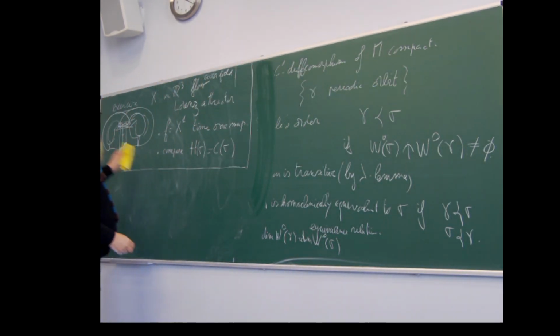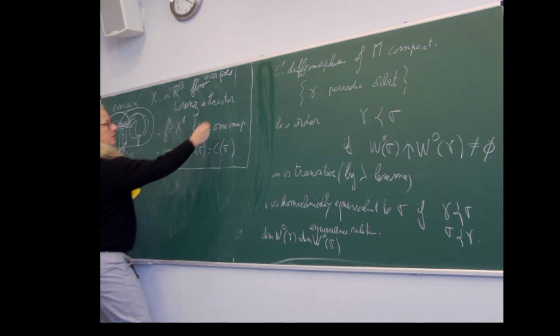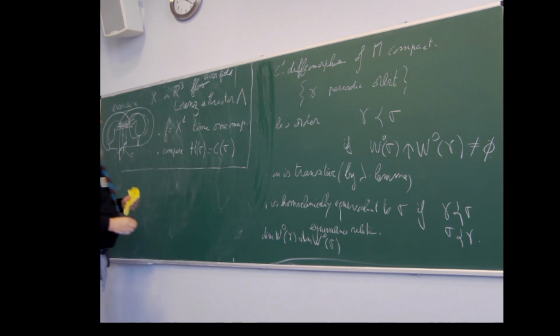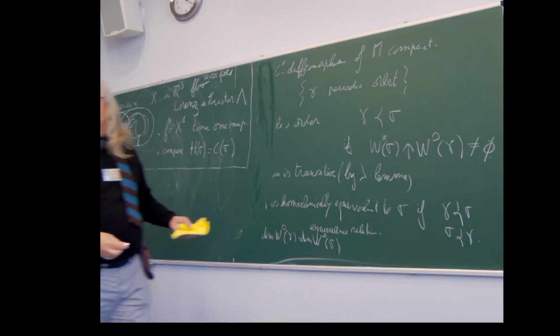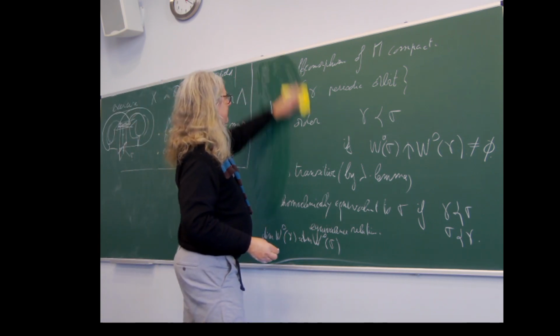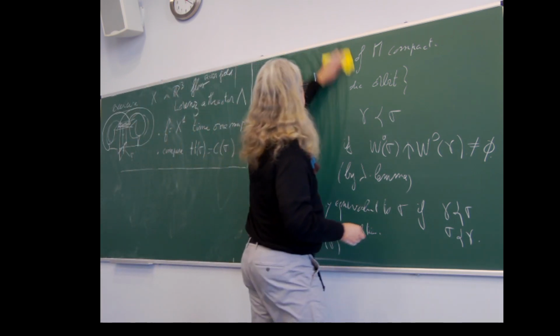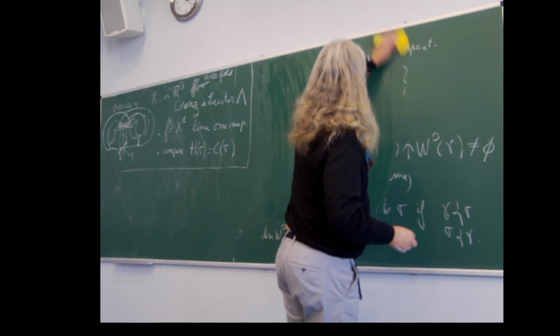If you have no idea what the Lorentz attractor is, just notice that sigma is a hyperbolic saddle of the vector field. The Lorentz attractor, I will call it lambda. Lambda is a transitive invariant compact set. So just take that, and with that you have to be able to make the exercise, even if you have no idea what the Lorentz attractor is.